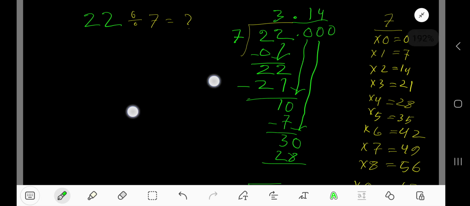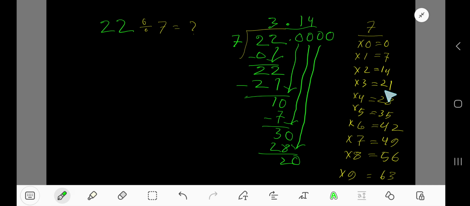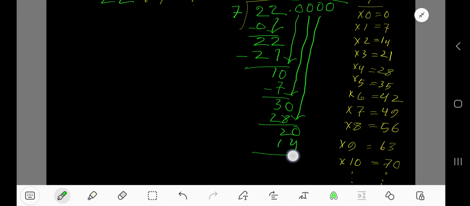Subtract, you are getting 2. Bring down the next 0. So 7 goes into 20 how many times? 3 times is 21, which is greater, so 2 times. Right, 2. 2 times 7 is 14. So if you subtract, you are getting 6.